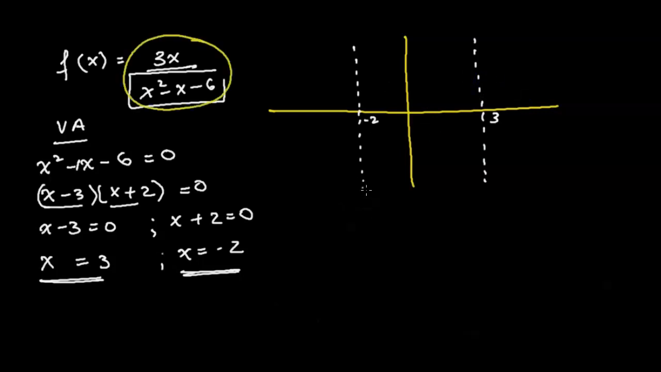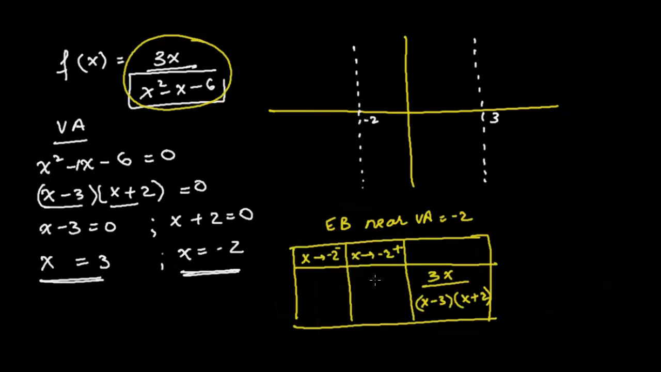To determine the end behavior near the vertical asymptote negative 2, all we have to do is determine what happens when we approach negative 2 from the left side and from the right side. For this, we make a table called an interval table. This table lets us know how the graph behaves when approaching negative 2 from the left side and from the right side. x approaching negative 2 from the left is shown with a negative sign on top of negative 2, and from the right side with a positive sign on top of negative 2.